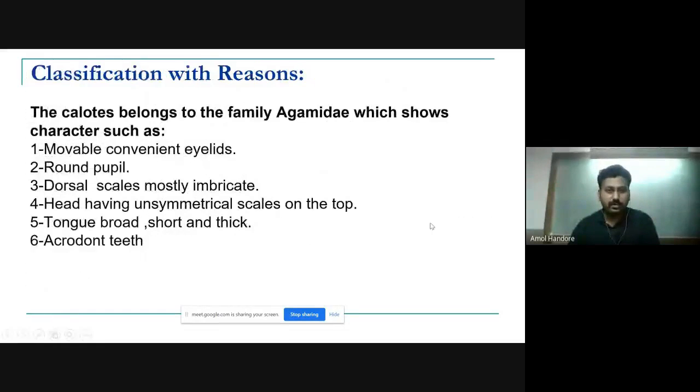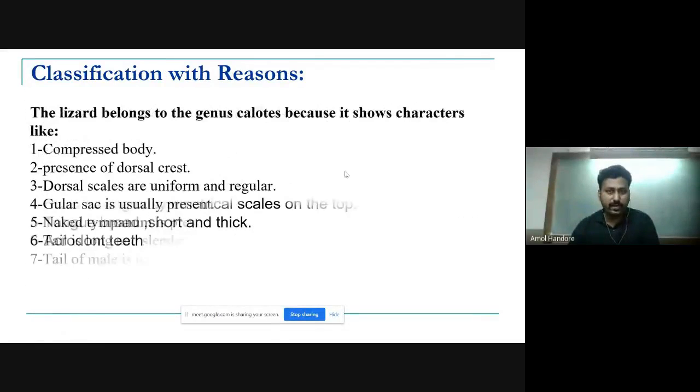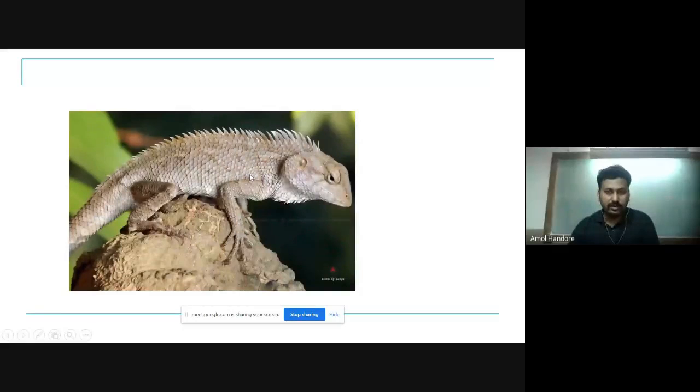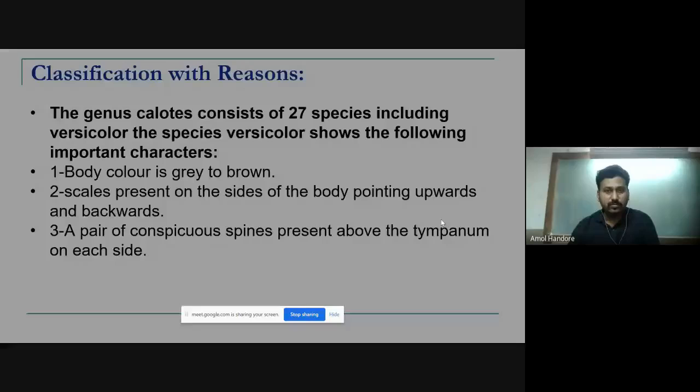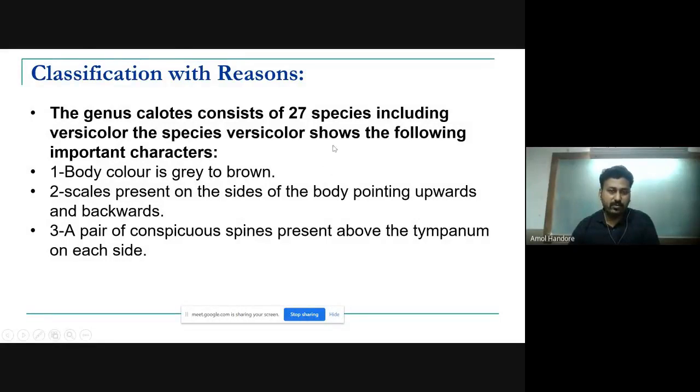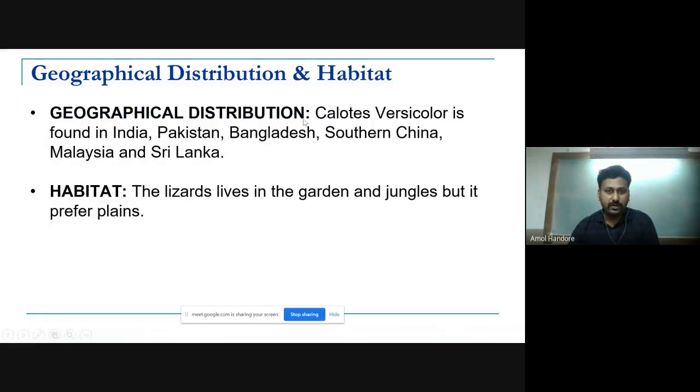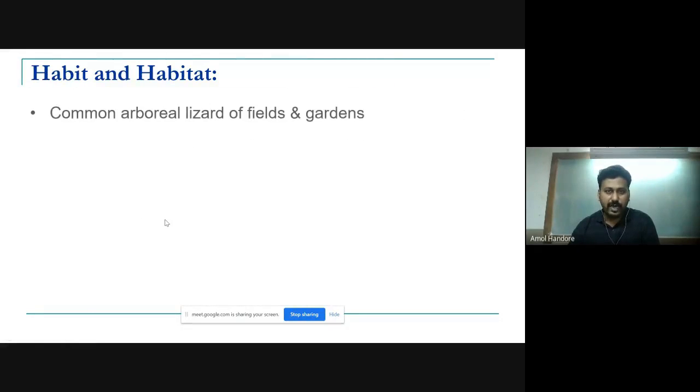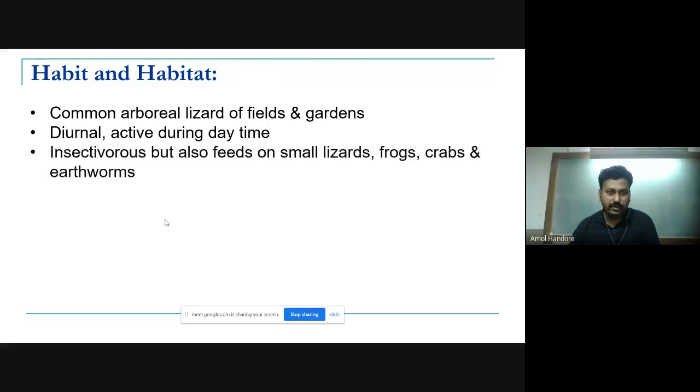Then we have studied the reasons for why we are classifying them into Agamidae, into the genus Calotes. What are the external body features? There are around 27 species of Calotes, and out of them we are studying Calotes versicolor. Then their geographical distribution in the Indian subcontinent, their habitat: they prefer to live in grassland, gardens or in the forest. They prefer the plain areas, bushes, wherever the bushes and food are present. We understood their behavior, diurnal in nature, insectivorous.